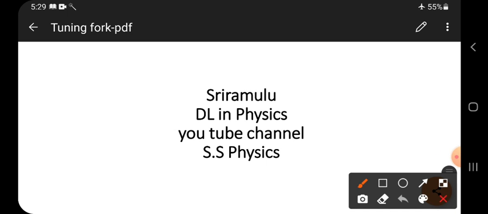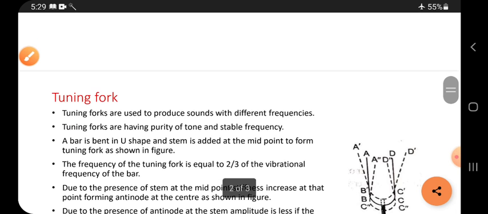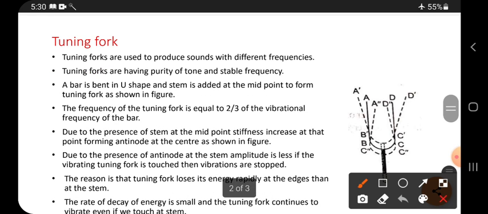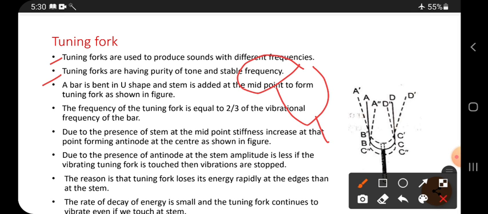Today's topic is the tuning fork. Tuning forks are used to produce sounds with different frequencies. Tuning forks have purity of tones and suitable frequency. When it has a suitable frequency, it cannot produce any disturbance. So that is called purity of tones.